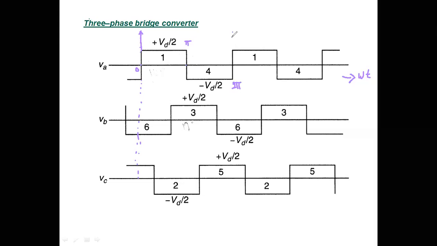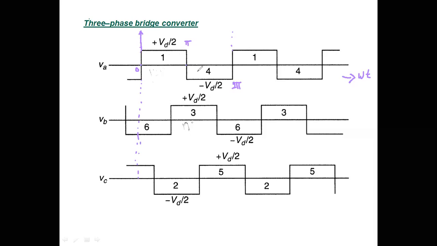So this is up to one cycle. For 180 degrees, one is conducting. We are assuming the first leg. In the first leg, we are assuming that the turn-off device 1 is conducting. Whenever 1 is conducting, we have already discussed this in single leg operation. If the device on the upper side is conducting, you will get simply plus Vd by 2.